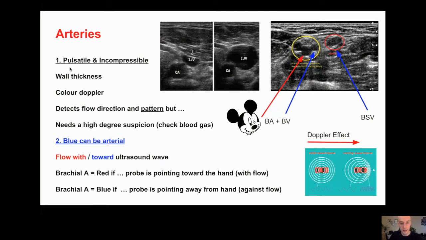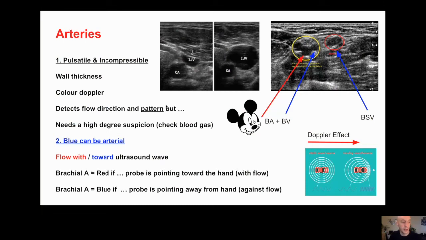And pulsatility, so the arteries will be pulsing. If someone had an AV fistula, rarely you could see the vein also pulsating. If they've got a clot in their vein, it will be non-compressible, like I said, but generally arteries are pulsatile and difficult to compress.